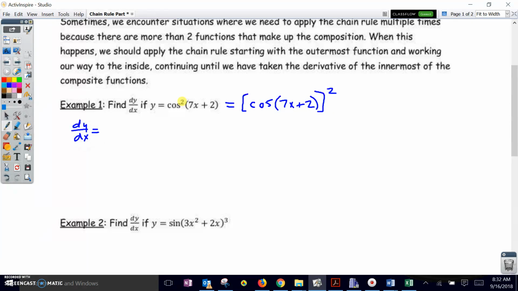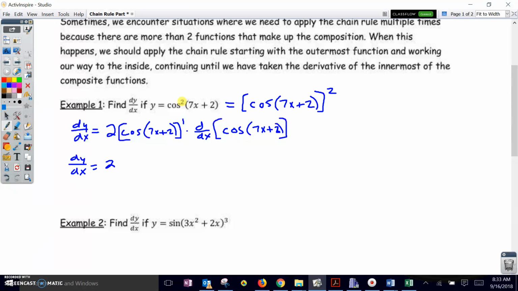So now when we look at this, we recognize that the outermost function is raising something to the second power. So I'm going to take the derivative of the outside, leaving the inside the same. That drops it down to the first power times the derivative of the inside. And now the derivative of the cosine of the quantity 7x plus 2 is another situation where we're going to need to apply the chain rule. So we still have 2 cosine of 7x plus 2 in the front here.